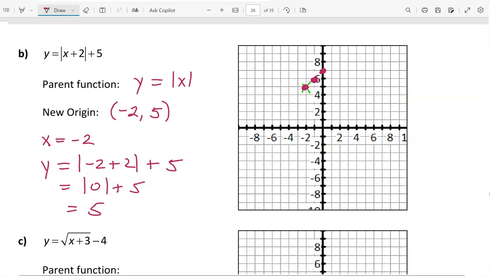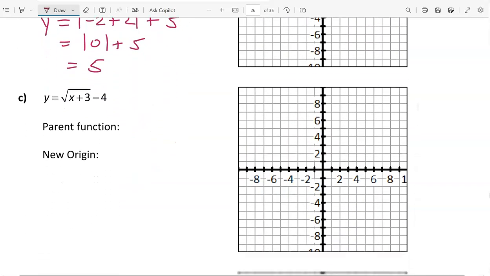When we go left, we're using negative numbers. So left of the new origin is left 1. The absolute value of negative 1 is positive 1. Left 2, absolute value of negative 2 is positive 2. So there's our V-shaped graph, which has its vertex at the new origin.